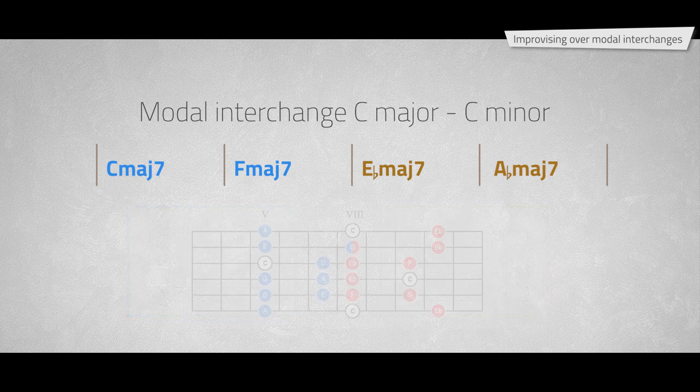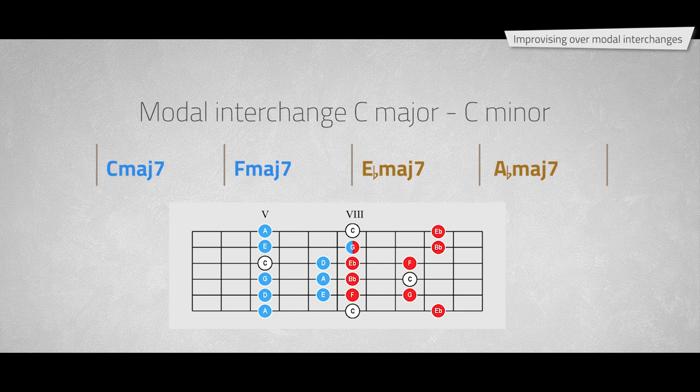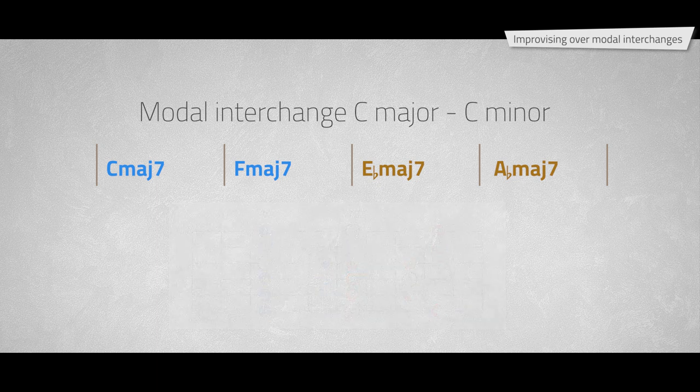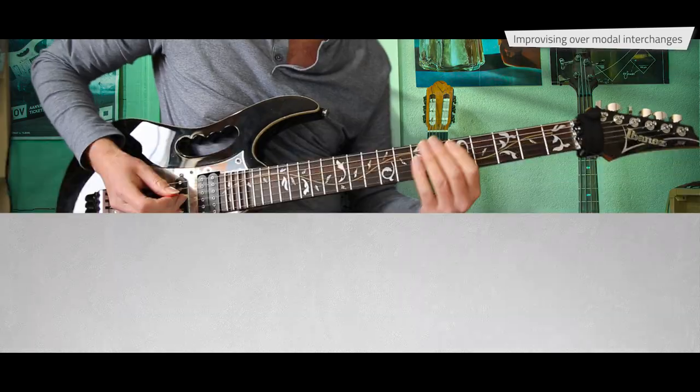Pretty cool. Best thing to do is going for the leading tones when changing from one key to the other. Leading tones are half-step distances between the notes of the different keys. So, you might want to play an A and B flat or an E and E flat when modulating from the F major 7 chord to the E flat chord.